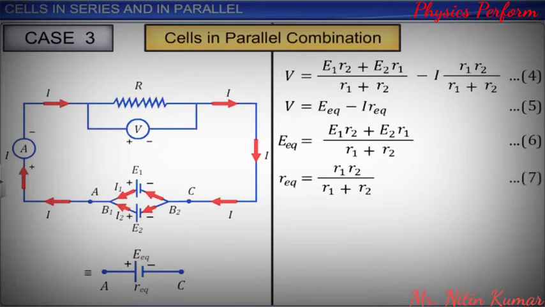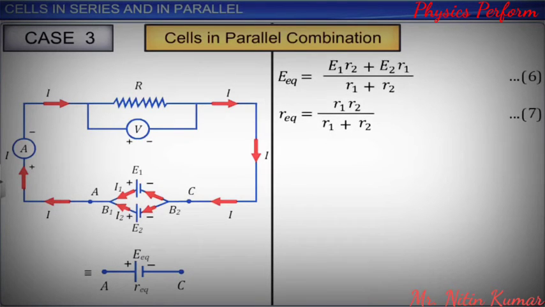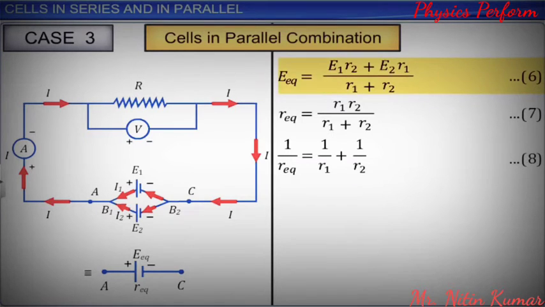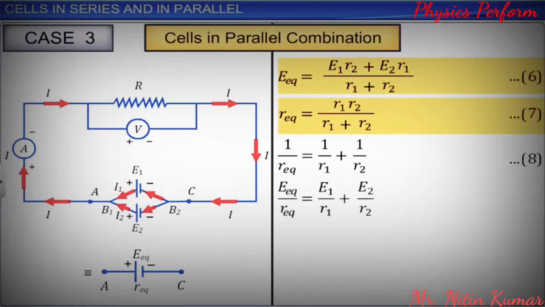Equation 7 can be written as 1 by Req is equal to 1 by R1 plus 1 by R2. Let this be equation 8. Dividing equation 6 by equation 7 and rearranging the terms, we get EEQ divided by Req is equal to E1 by R1 plus E2 by R2. Let this be equation 9.